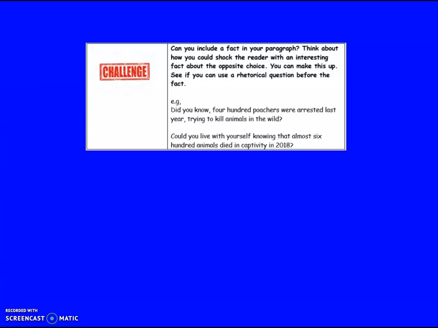Your challenge today is see if you can include a fact in your paragraph. And don't forget, you could make this up if you can't think of a proper fact, okay? How could you shock the reader with an interesting fact? Okay, so you could shock them with a fact or a statistic. For example, did you know 400 poachers were arrested last year trying to kill animals in the wild? Could you live with yourself knowing that almost 600 animals died in captivity in 2018? So those are some example facts that you might want to include as part of your challenge.